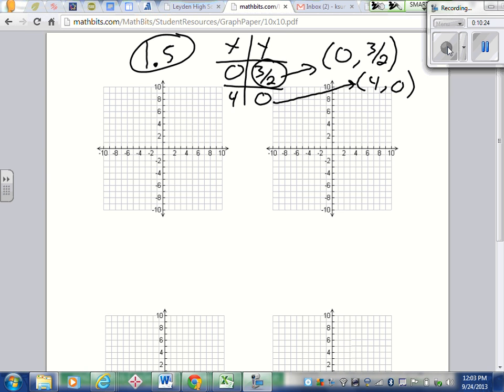So I'm going to go to my y-axis. So now that I know this is 1.5, I go to my y-axis and go to 1.5, which is between 1 and 2. Then I need to plot my x-intercept, which is 4. Here's my x-axis. There's 4 on the x-axis, and I plot my point. And then I connect the 2 points to get my line. So now I have a graph with the x and y intercepts.